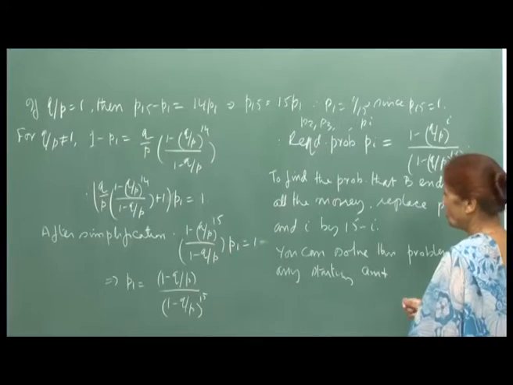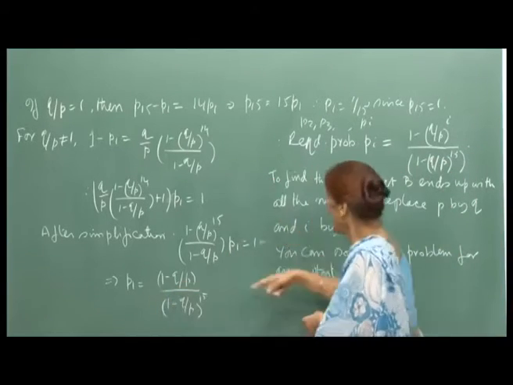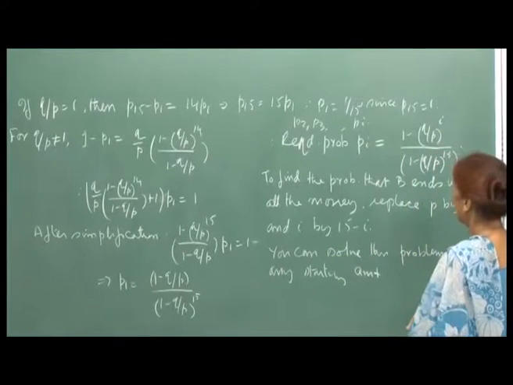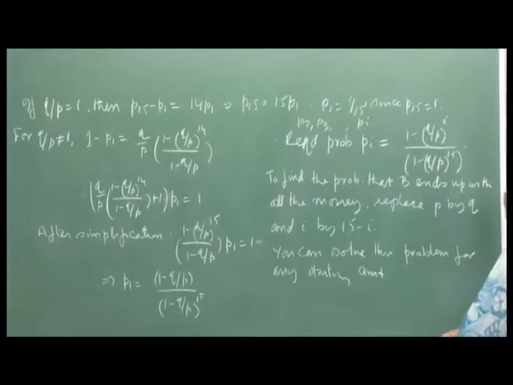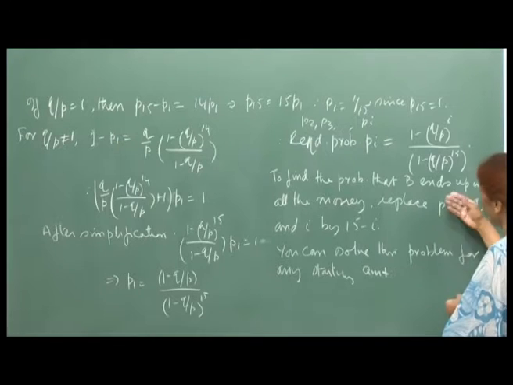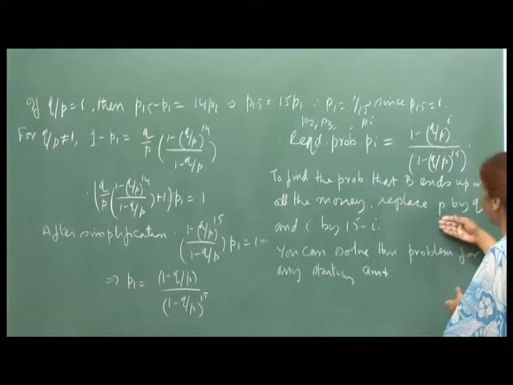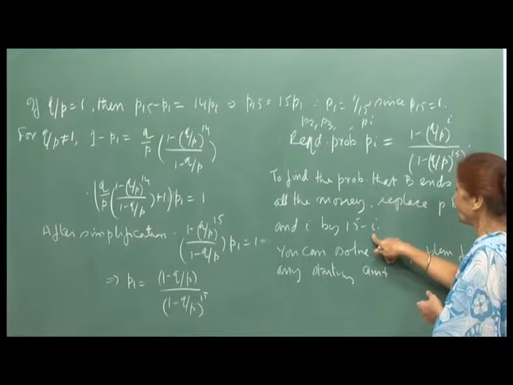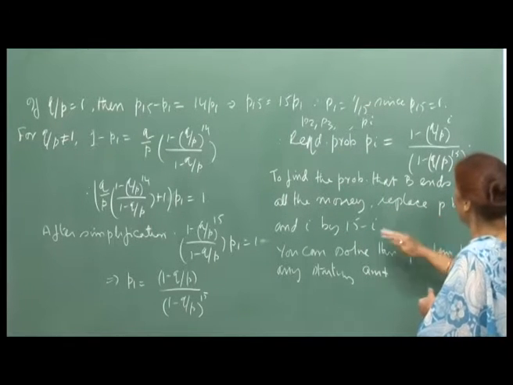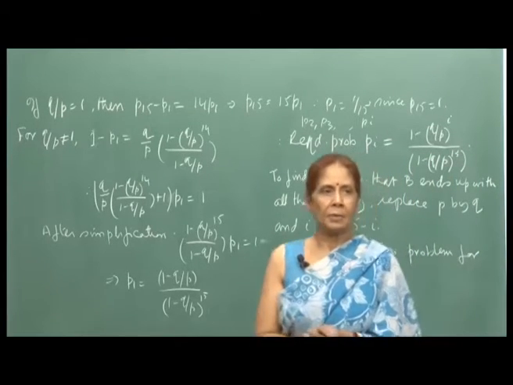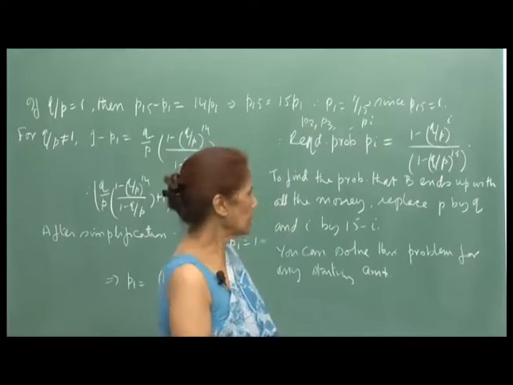So, you will substitute for p1. So, 1 minus q by p will cancel out and you will get this, right. Now, if you want to find the probability that B ends up with all the money, replace p by q and i by 15 minus i, because now for B the p is q and the money that B starts with is 15 minus i. So, when you make these two replacements, you will again get the formula for computing the probability that B ends up with all the money, right. Okay.